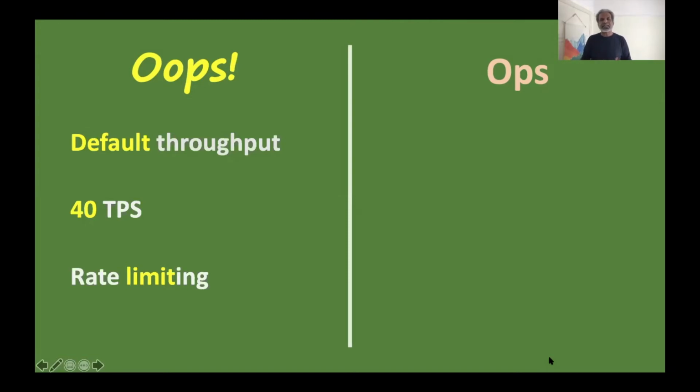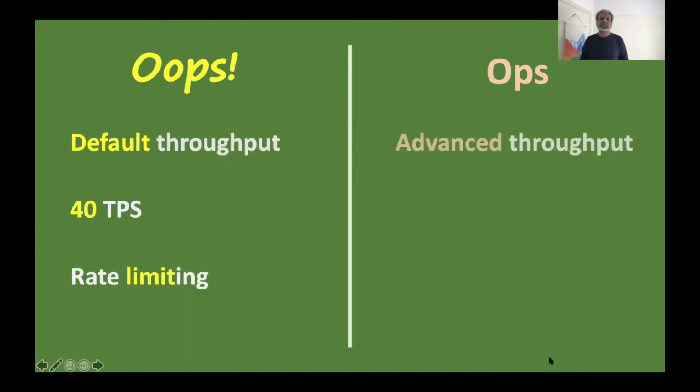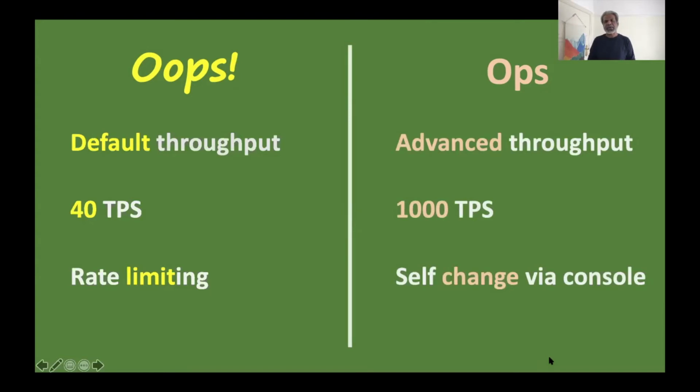So 40 transactions per second, or 40 operations per second, is the limit. When we hit the peak, we were going above it. So the fix was to increase that to an advanced mode. It's not easily visible in the documents, but it's there somewhere deep down in the AWS docs. So that's what happened to us. That's what we did. We switched over to the advanced throughput level, and then we got 1,000 operations per second. It was a simple fix, but it made us fail before we realized that.